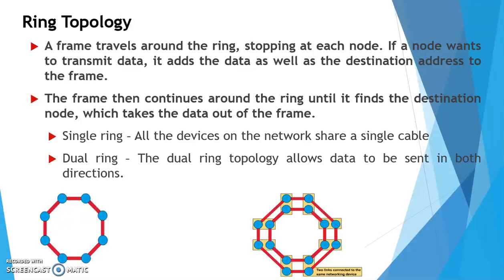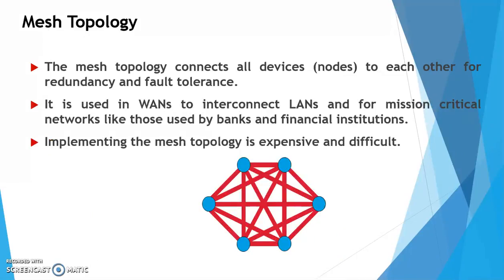Ring topology. In ring we have 2 types: single ring and dual ring. A frame travels around the ring, stopping at each node. If a node wants to transmit data, it adds the data as well as the destination address to the frame. The frame then continues around the ring until it finds the destination node, which takes the data out of the frame. In the single ring, all the devices on the network share a single cable. The dual ring topology allows data to be sent in both directions.